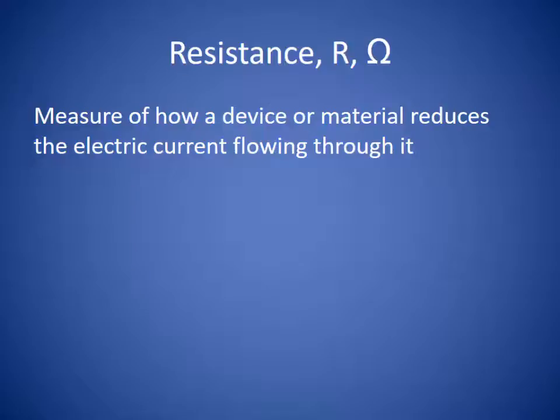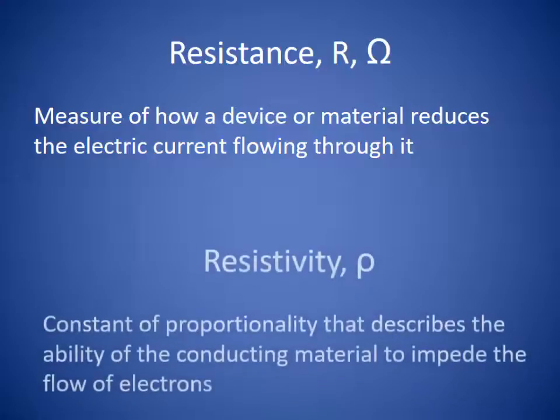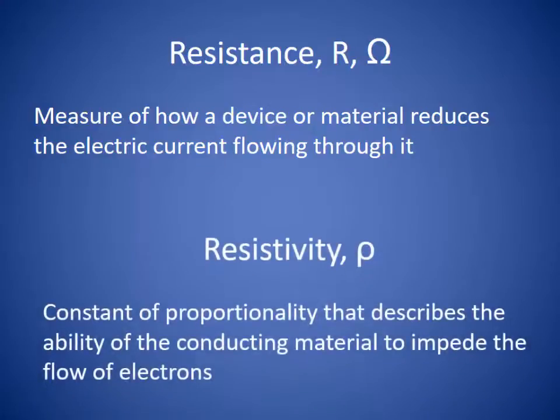Resistance comes from the electrical interactions between the flow of electrons and the atoms that make up the conducting material. So as an electron flows through a material, its progress is affected by the attraction and repulsion of the protons and electrons. The resistivity of a material is designated by the Greek letter ρ and is a constant of proportionality that describes the ability of the conducting material to impede the flow of electrons. The more an electron is attracted to an atom of a conducting material, the more difficult it will be for it to move through the material. When a material acts to slow down the flow of electrons, it is said to have a high resistivity.